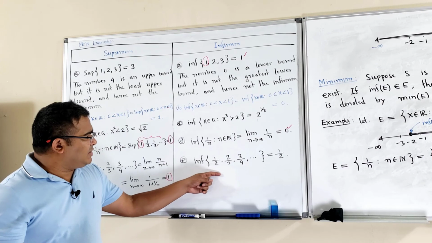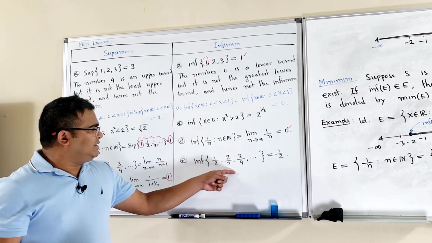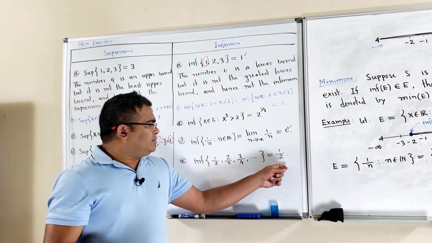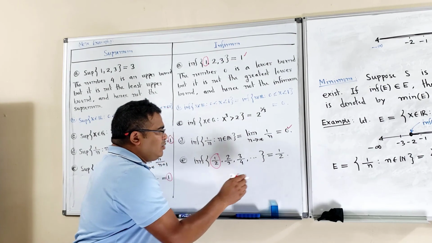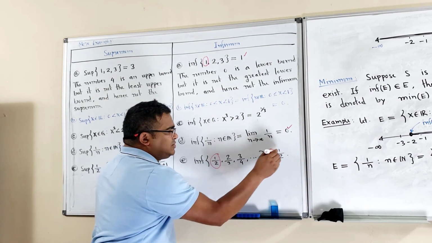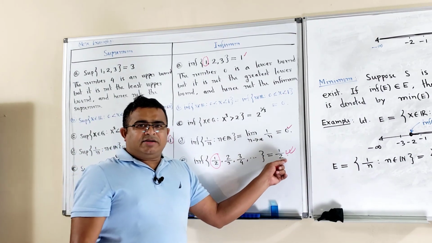Similarly, here the infimum of this set is 1 over 2, because this is the lowest one, and 1 over 2 belongs to this set, so this is the minimum. So this is both the infimum as well as the minimum.